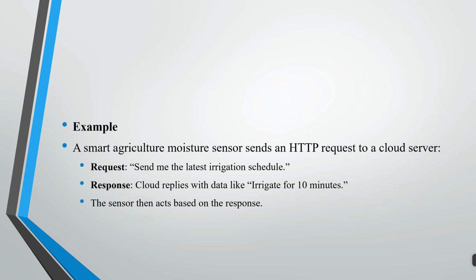Let me say, for example, a smart agriculture moisture sensor sends an HTTP request to the cloud server: send me the latest irrigation schedule. What is the response from the server? The cloud server replies: irrigate for 10 minutes. So the request is sent from the IoT device: what is the latest irrigation schedule? The server processes the data by taking various parameters. Then finally, the server sends a response, irrigate for 10 minutes, so that irrigation automatically takes place for 10 minutes.